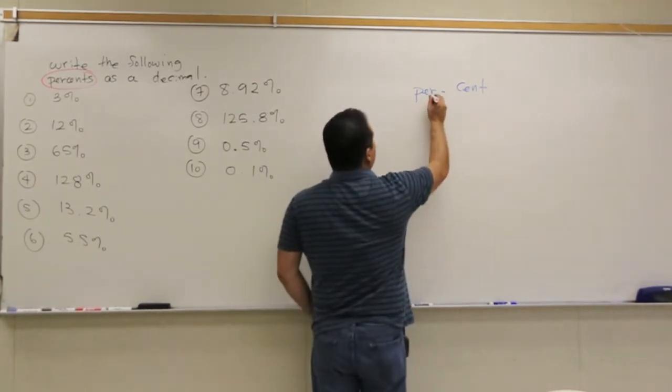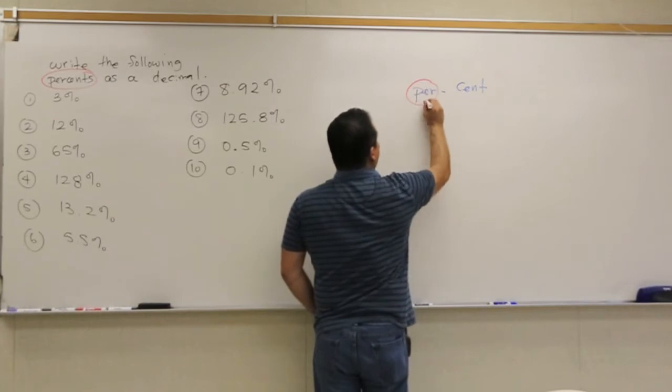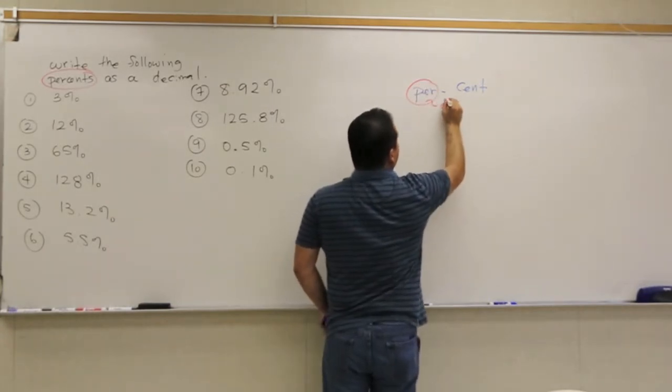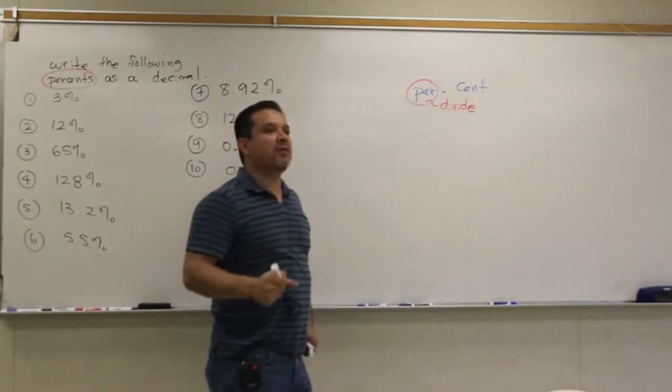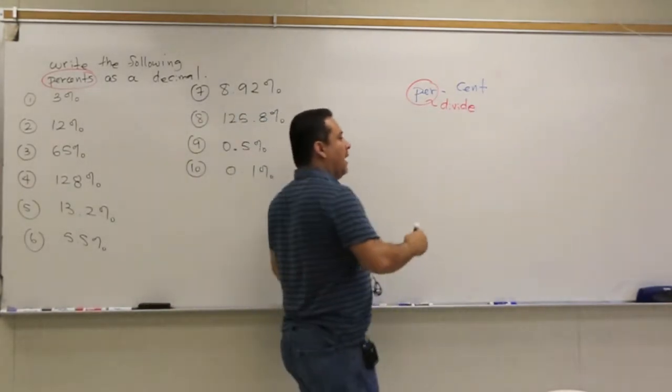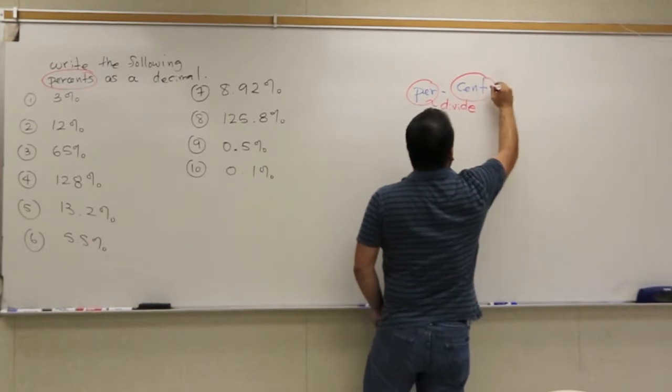Okay, so we got this per. I just want to say per means to divide. By the way, it's a rate. $5 per person is a rate. And this cent comes from the word what?